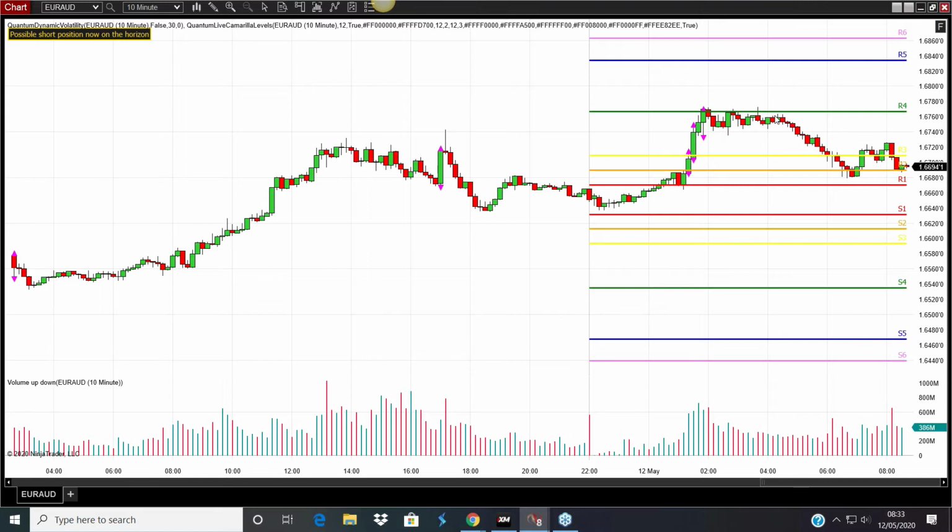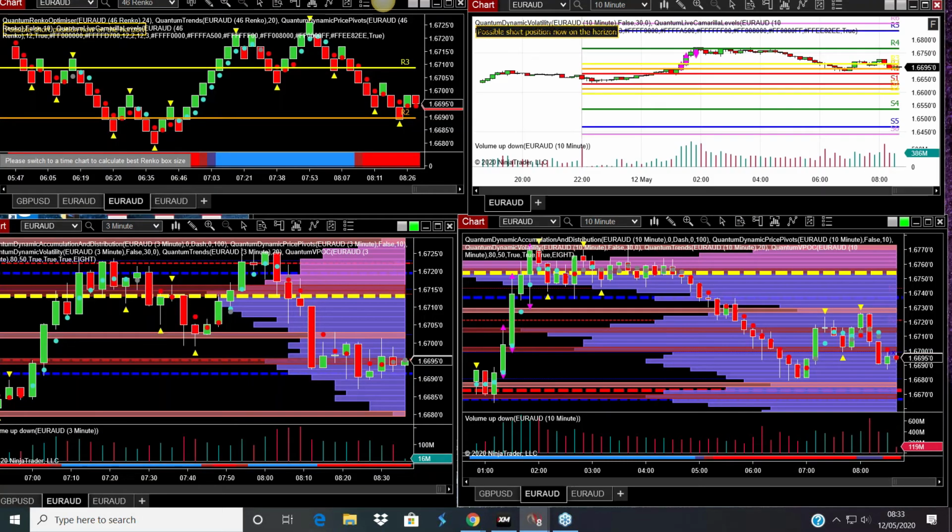We've gone one step further and added 2 more levels to the Camarilla. There's the R5 and the R6, and they really do help us establish whether the reversal we're seeing at the moment is likely to be valid or not. But as always, we need to see that in multiple time frames.